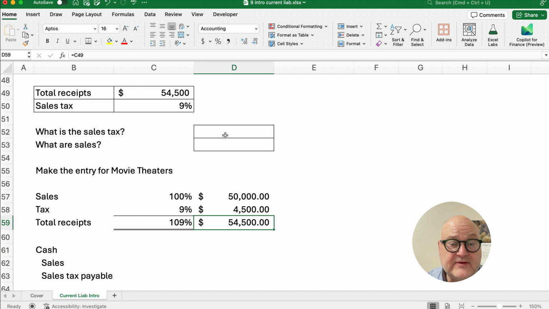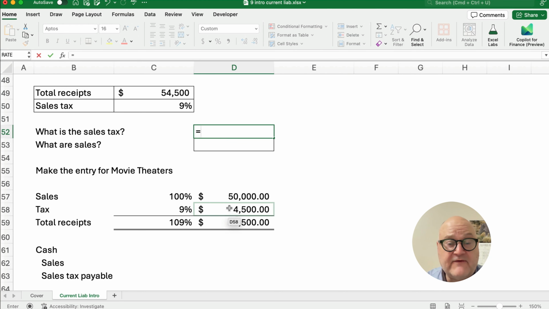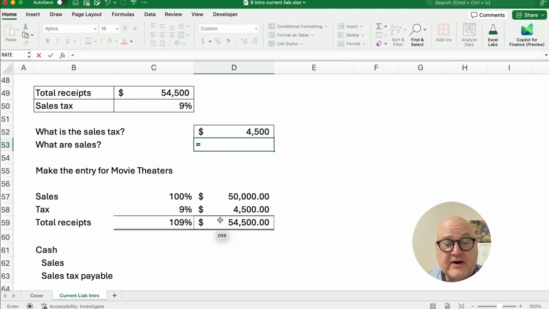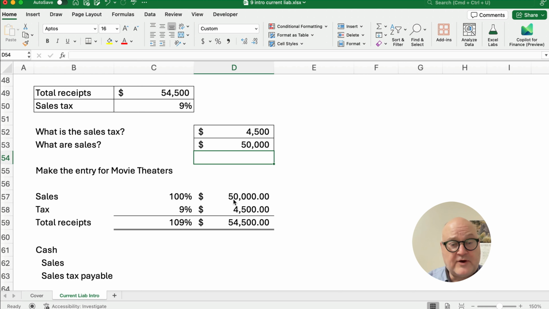So what is the sales tax? It's not that 4,905, it's only 4,500 in this case. And what are our sales? Well, our sales are 50,000. So if you're not careful, if you multiply it times the total receipts, then you're paying more sales tax than you need to. You're paying sales tax on top of sales tax. So you don't want to do that.